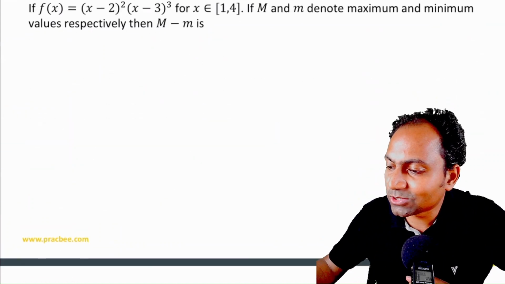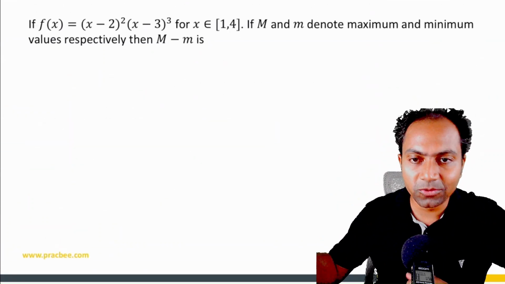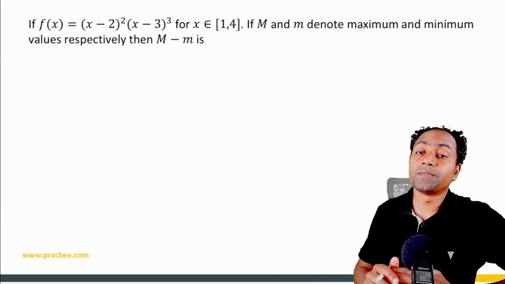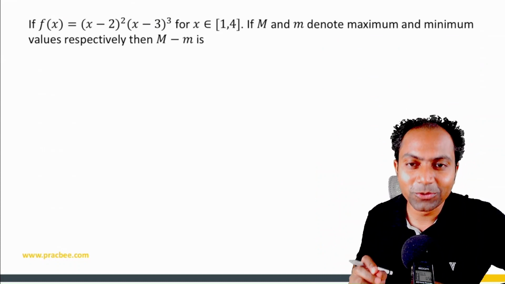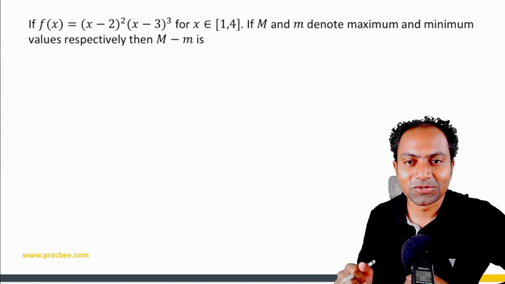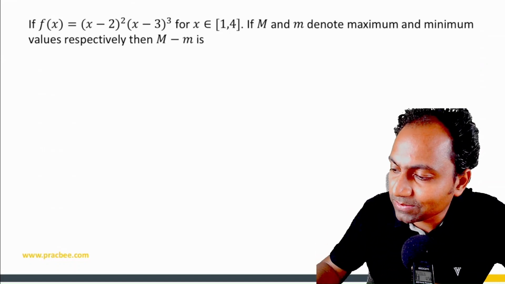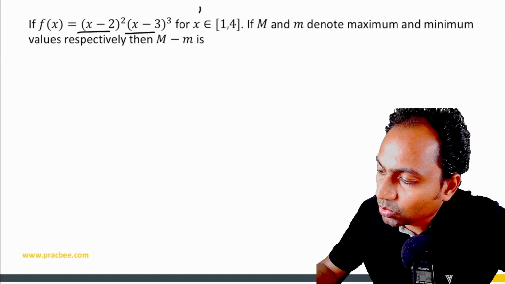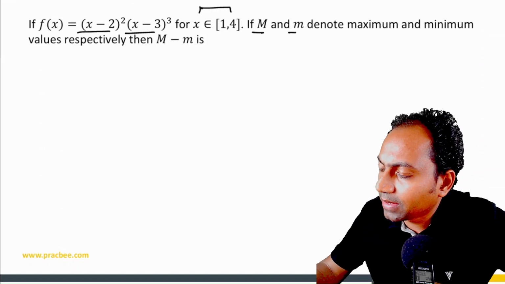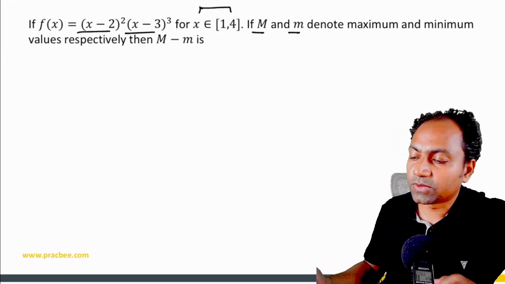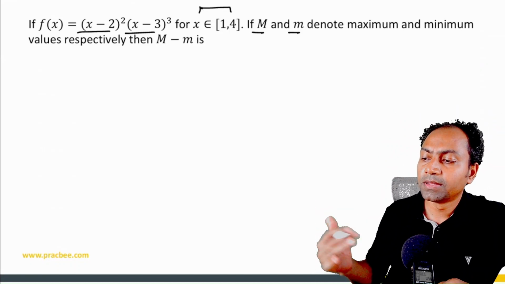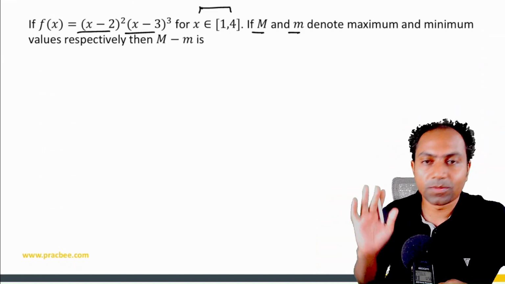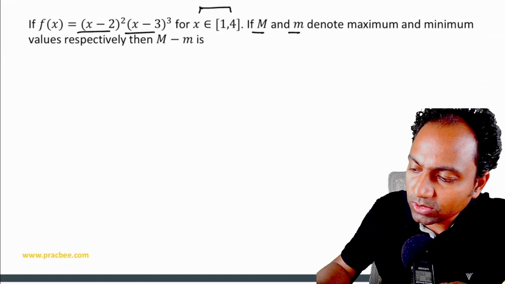If I move towards the next question, this next question talks about a function, and you can see now we have transited from questions of vectors in 3D to questions of calculus. So this question of calculus talks about a function x minus 2 whole square into x minus 3 whole cube. x belongs to 1, 4. M and m denote the maximum and minimum values of the function. So what we want to find is nothing but global maxima and minima in 1, 4. And this we should understand. So what is the process in doing so?